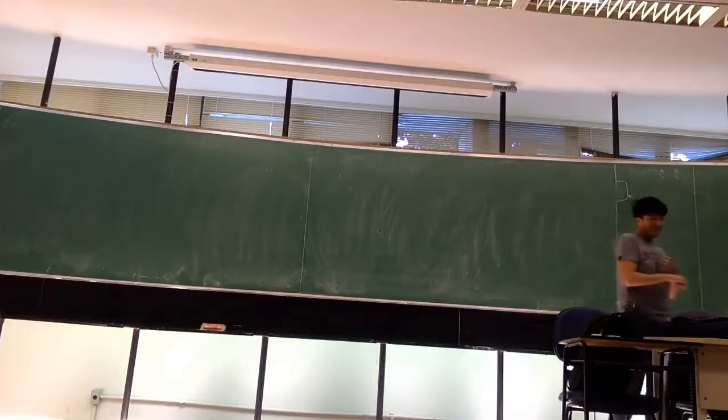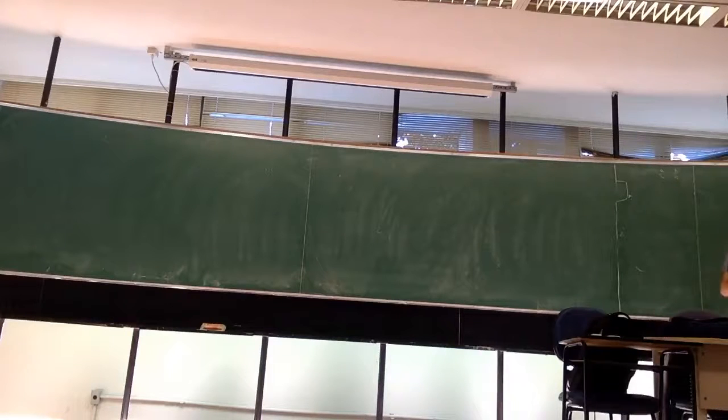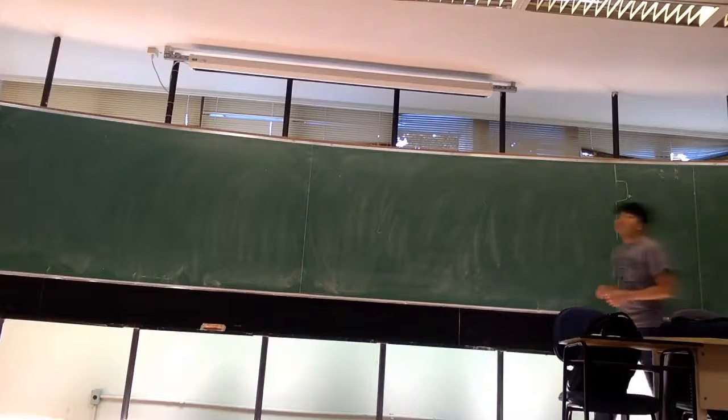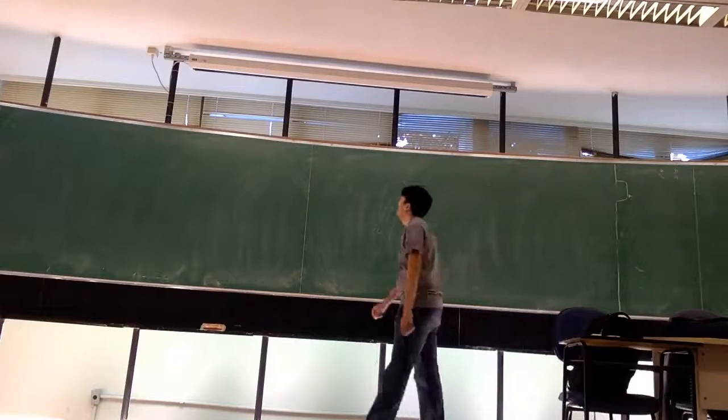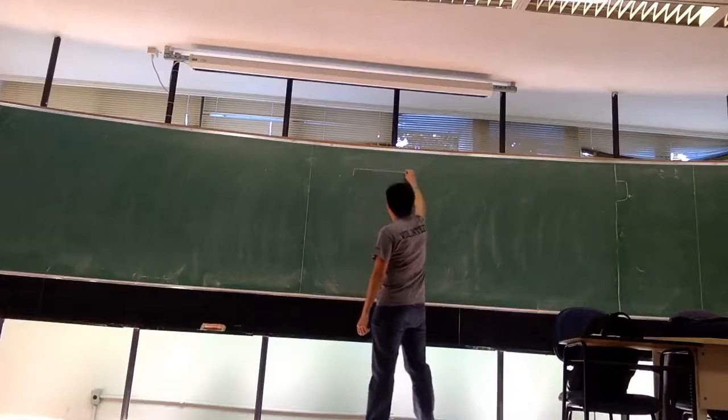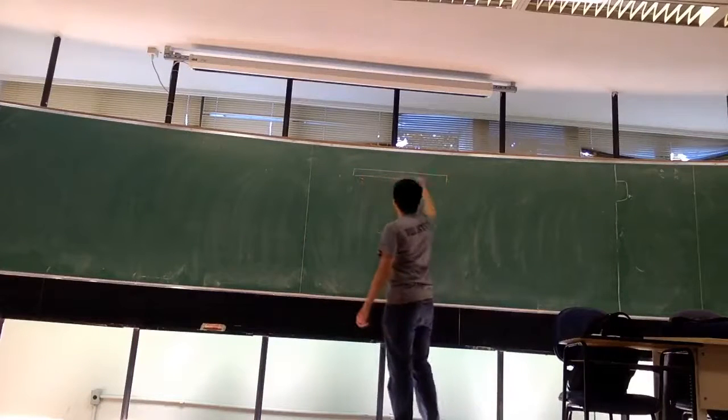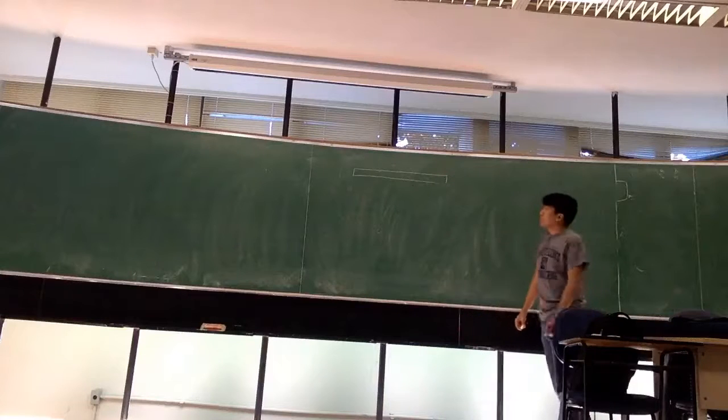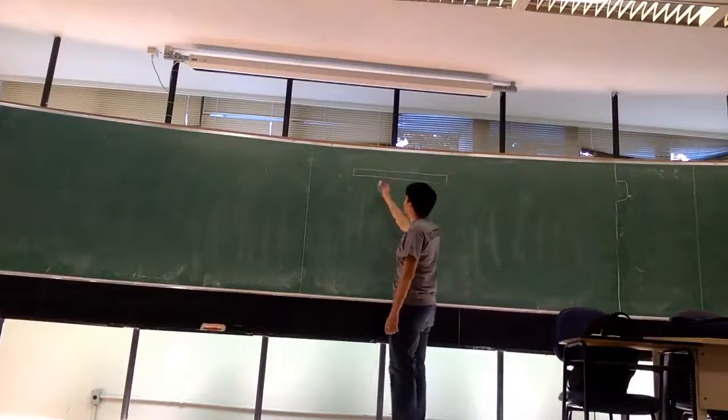Okay, so let's start with the last problem, problem F, Leaf and Branches. So in this problem, we had a large array, an array of numbers.